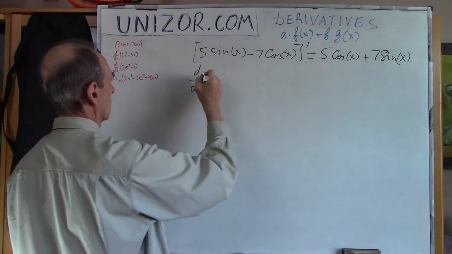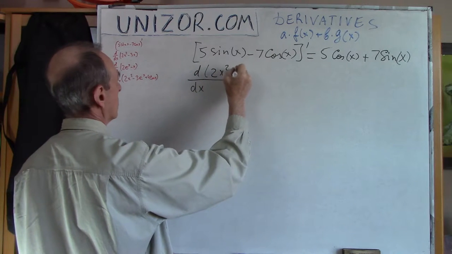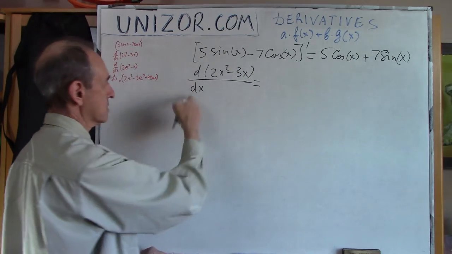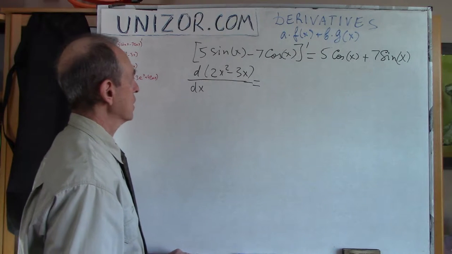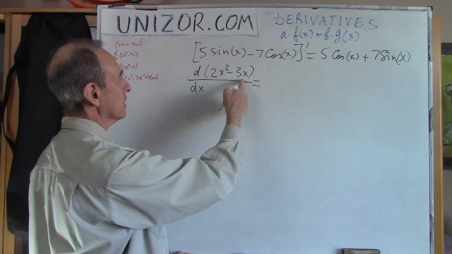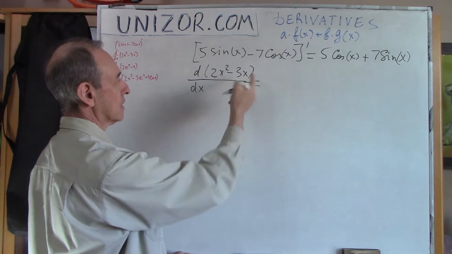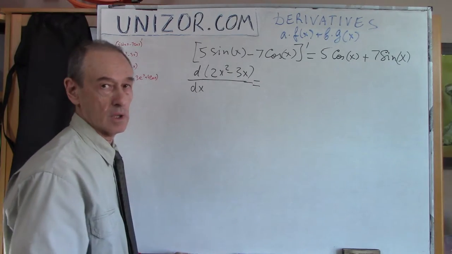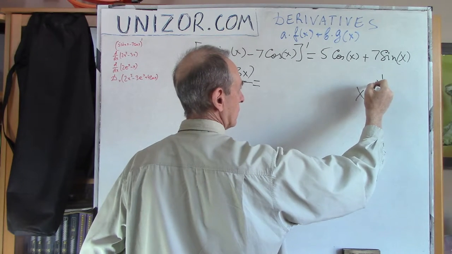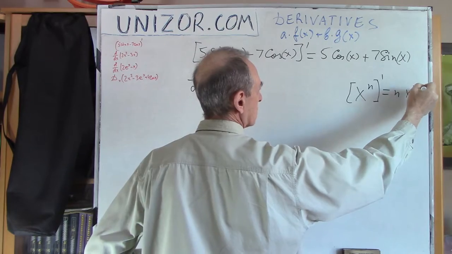Next, I'll use different notation. d/dx of 2x squared minus 3x is equal to. So this is just a different notation of the derivative. So it's linear combination of two functions, 2 times x squared and minus 3 times x. And we know that the derivative of x to the power of n is n x to the power of n minus 1, right?